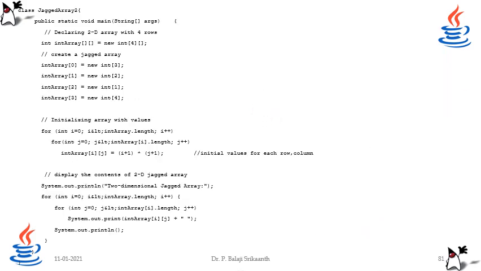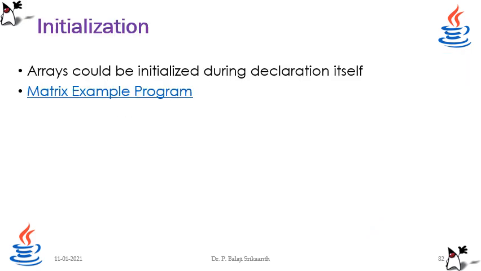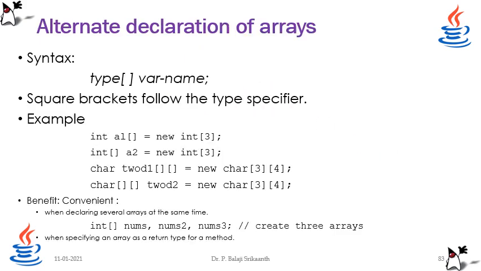Again, this is another example for a jagged array. One more row is added, and this row is having only one column. Arrays can be initialized with values during the declaration also. This is another way of declaring the arrays.